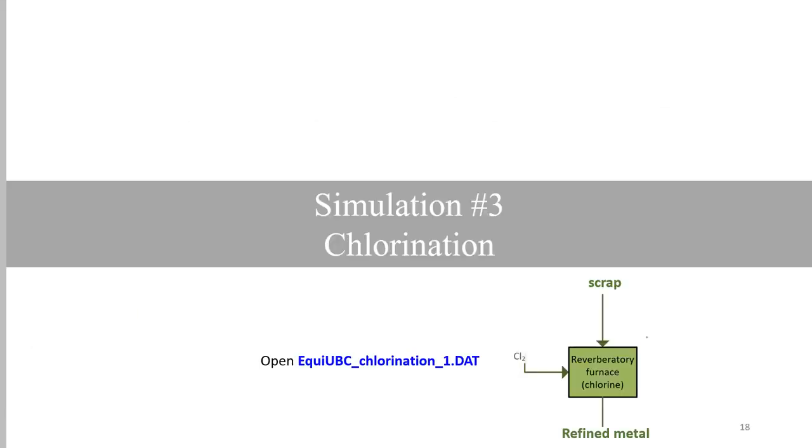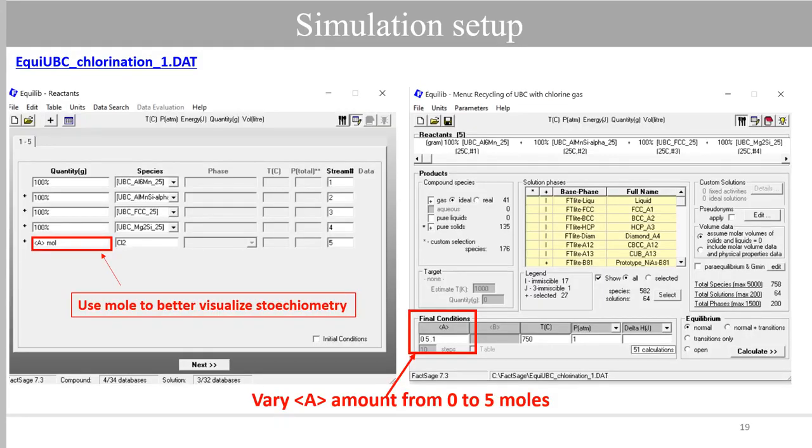So now let's move on to the third example, which is the EQUI-UBC chlorination 1.dat. This is going to be about melting the scrap and injecting chlorine gas in the furnace in order to refine the metal. When you load the example, we have all our streams at 25 that we had earlier, and we add chlorine with a parameter alpha that we're going to sweep from 0 to 5 moles. Even though we're working in gram units, you can introduce moles of Cl2, which is more convenient if you want to visualize the stoichiometry, for instance.